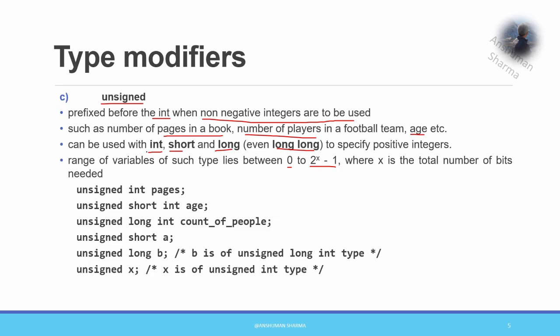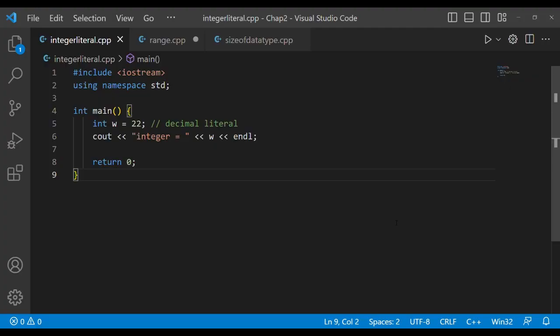So in case of unsigned int, it will be 4 bytes. So 4 bytes will turn into 32 bits, 2 raised to power 32 minus 1. And it is usually written as unsigned followed by int, for example number of pages, or unsigned short, or you can simply omit int also, as we have discussed earlier. So these are the various modifiers that we can use.